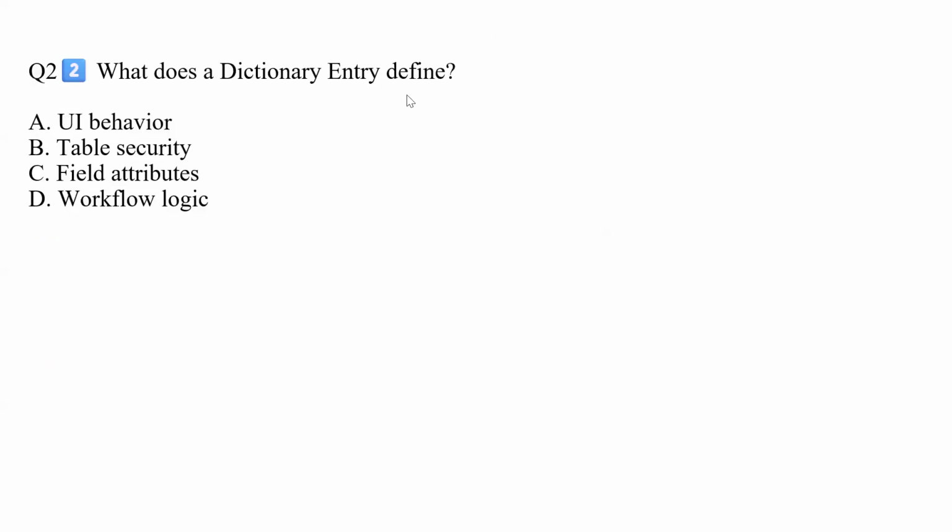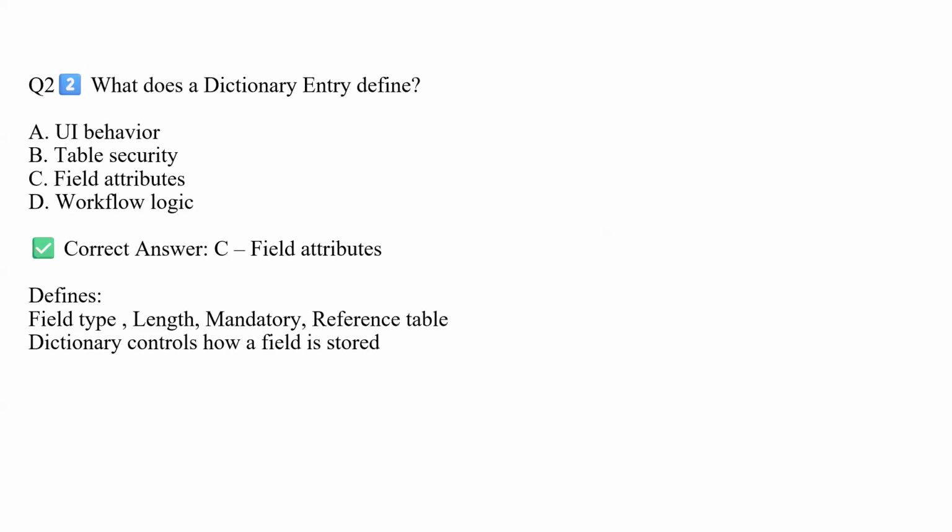What does a dictionary entry define? Option A, UI behavior. Option B, table security. Option C, field attributes. Option D, workflow logic. The correct answer is field attributes. Field attributes is the correct answer.